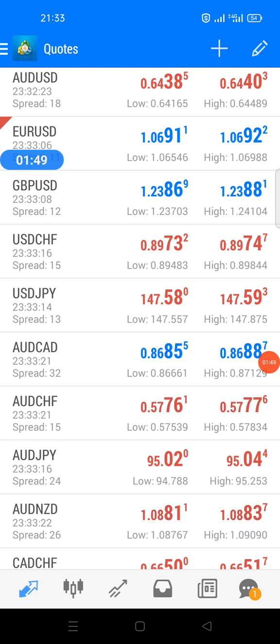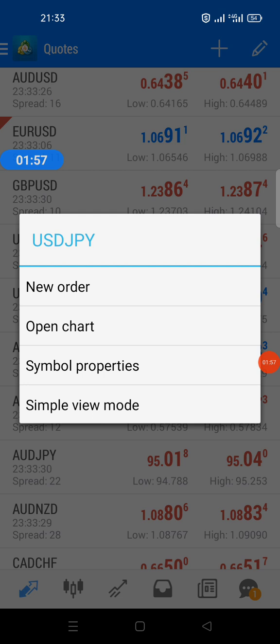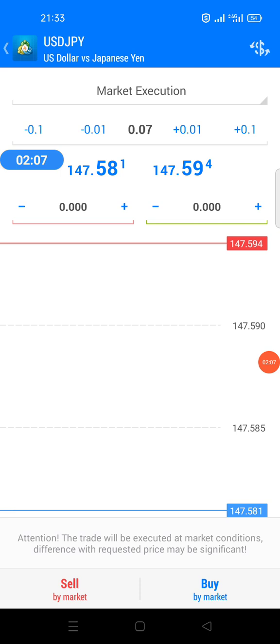Another thing you can do here is, if you click on any of the pairs, for example, let's say you click on USD-JPY, and then click on new order, that is where you can take trades from.